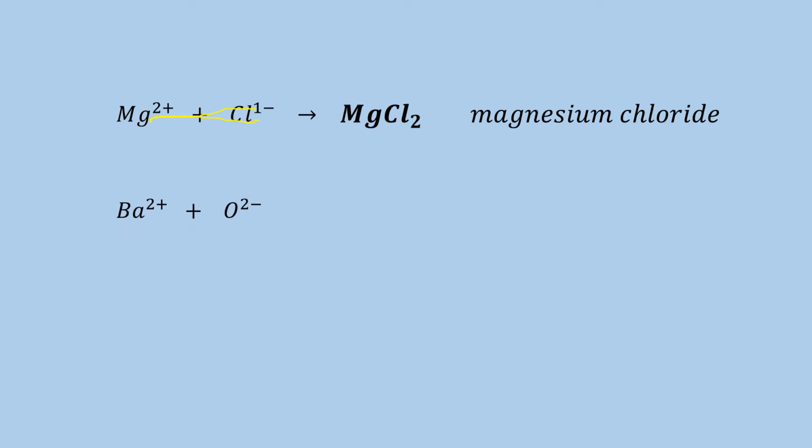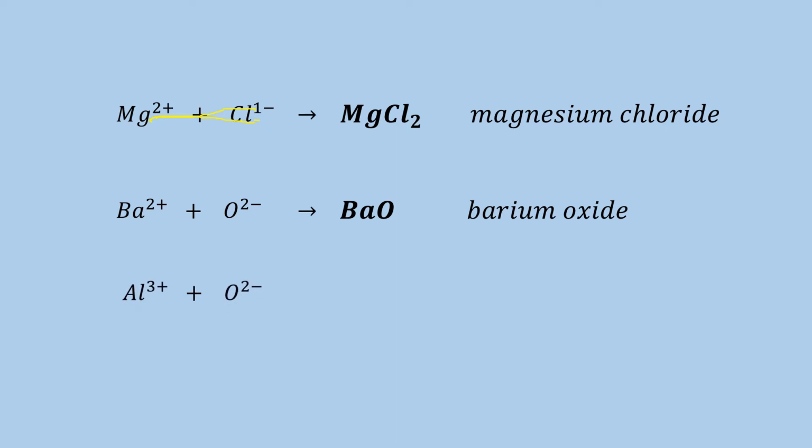Another example would be for barium with a charge of +2 and oxide with charge of -2. Since their charges are numerically equal, they just differ in signs, we don't need to write their charges or subscripts anymore. It will just be cancelled out. So instead of Ba2O2, since they are numerically equal, they will be cancelled out. So it will become now BaO, or simply we name this as barium oxide.